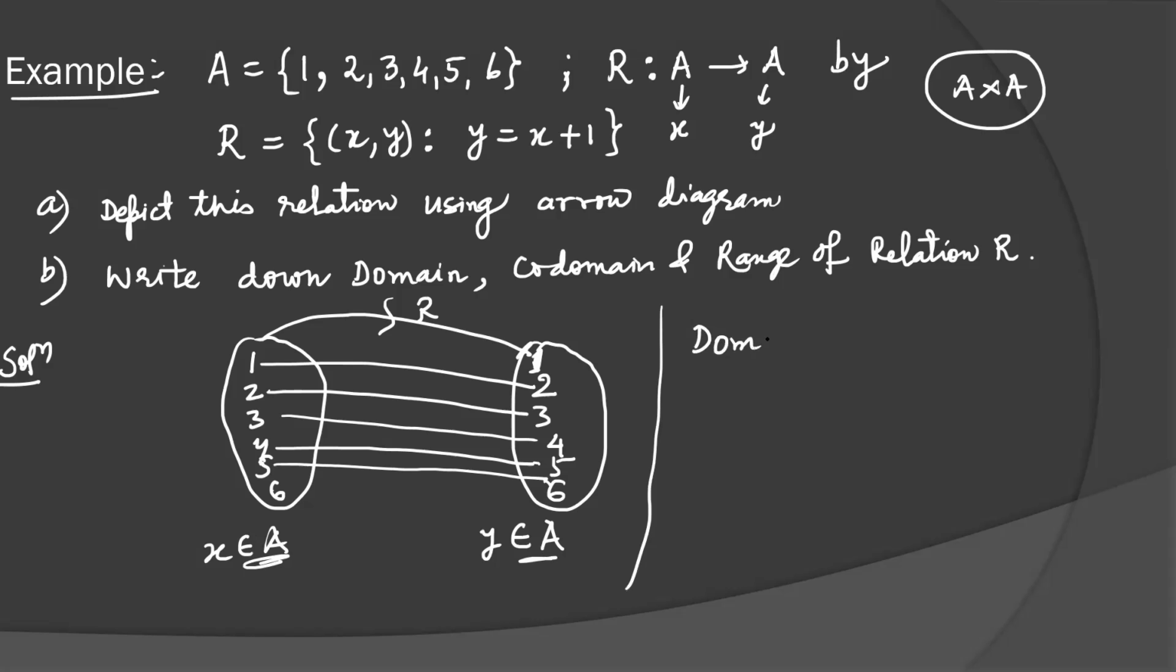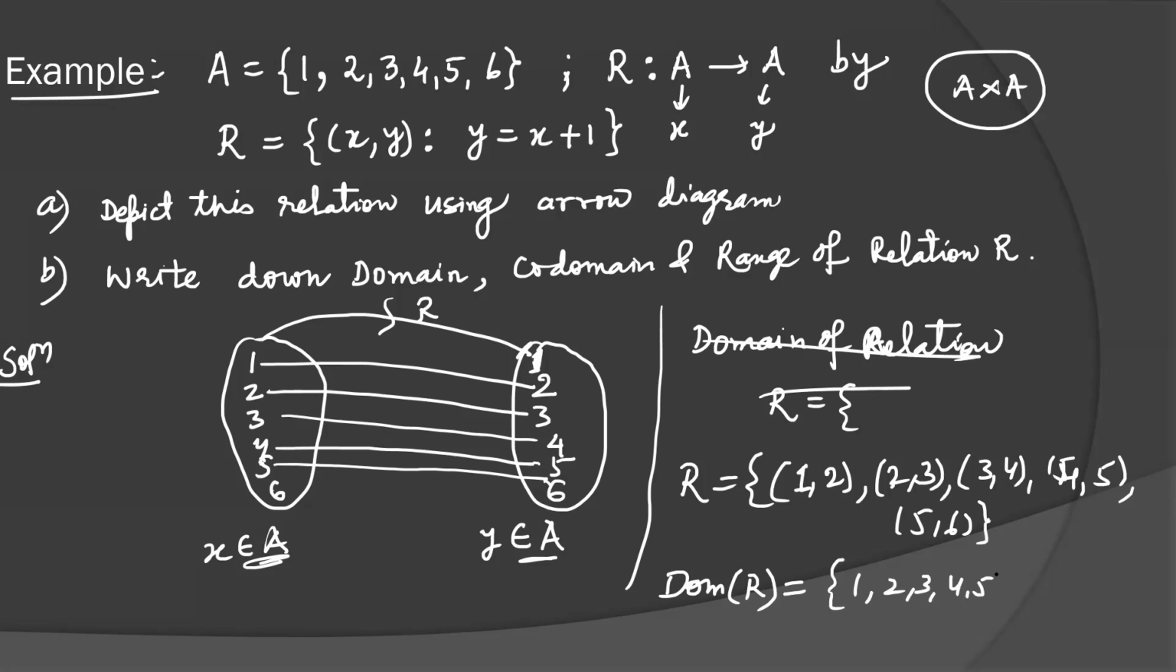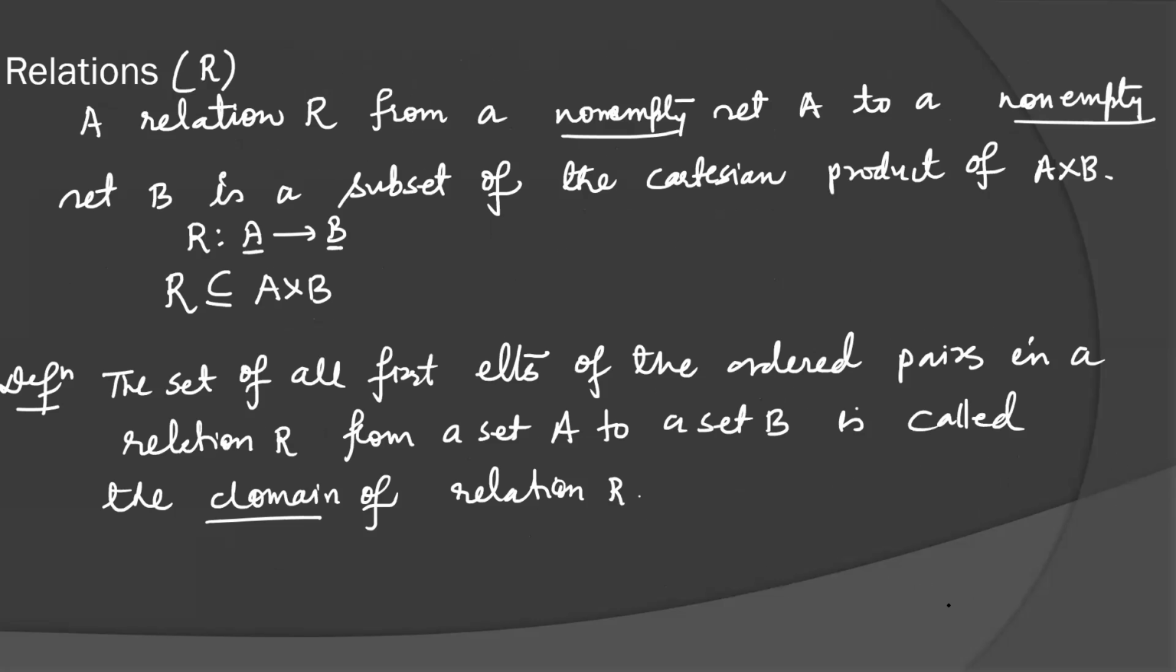Now let's see what the domain is. The domain of relation R is equal to the collection of all first elements. Firstly, I am going to write the relation. What will the relation be here? 1 is mapping with 2, (1, 2), 2 is mapping with 3, 3 is mapping with 4, 4 is mapping with 5, and 5 is mapping with 6. This is all, because 6 is not mapping with anyone. So what will be the domain of R? The collection of first elements, so it will be 1, 2, 3, 4, 5. I told you this definition earlier: the collection of all first elements of the ordered pairs.